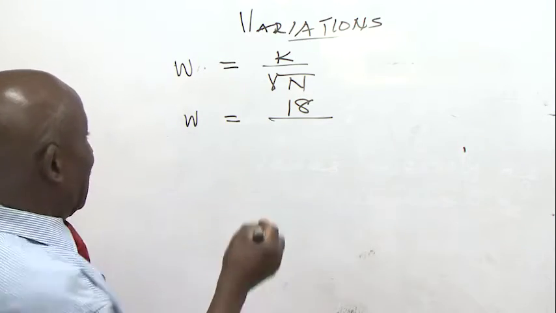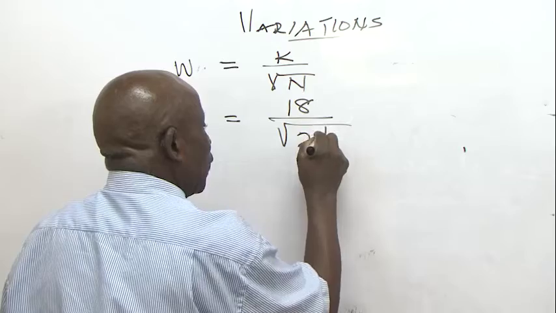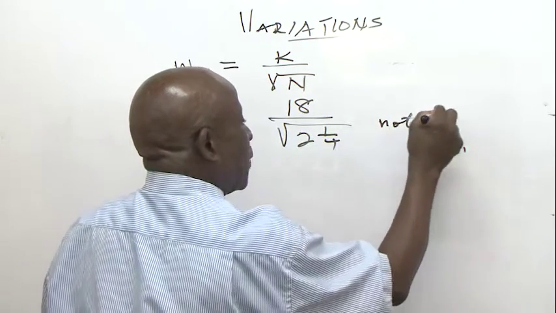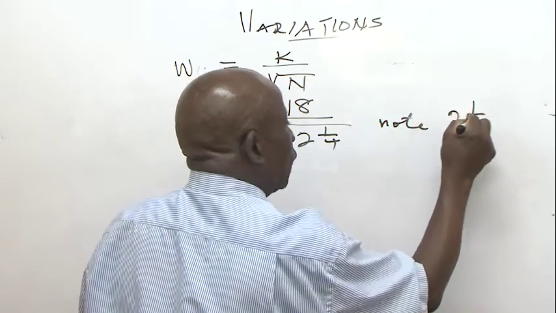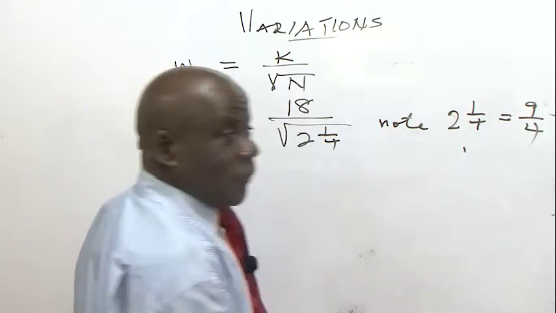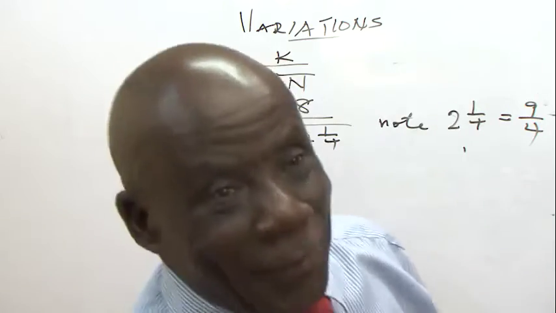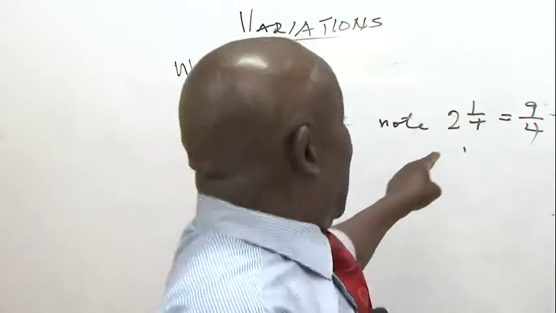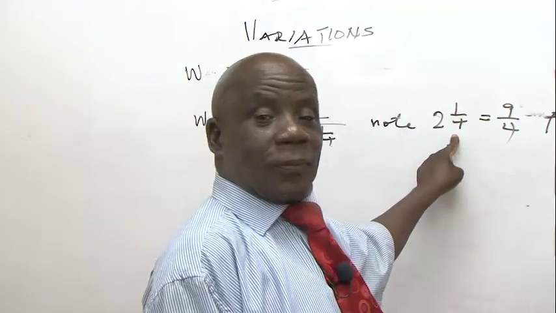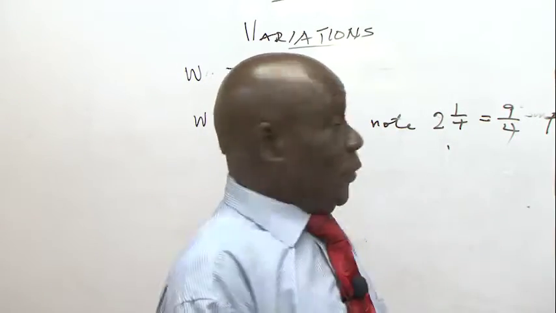That is why, let me write it, the square root of 2, 1 over 4. Note, 2, 1 over 4 is the same thing as 9 over 4. You remember improper fraction. You may be thinking, this man said we should not leave something in improper fraction. But you cannot find this one unless there's no way. And if you say it's 2.25 and you are using your calculator, you may run into trouble.